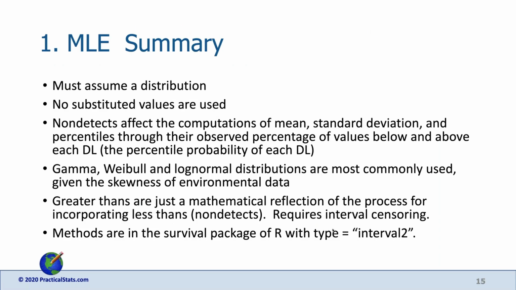So for parametric methods, just as a summary, you must assume a distribution. No substitution is done on any of these things, anything that I'm going to talk about today. The information in non-detects is in the proportion of the data that are below each threshold or above the high threshold. So there's no numbers stuck in for any non-detects or any greater thans.